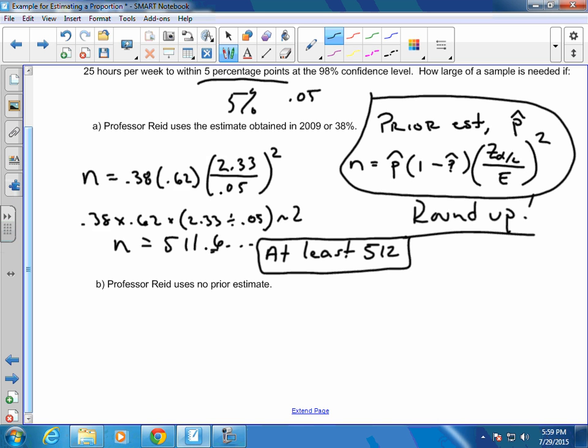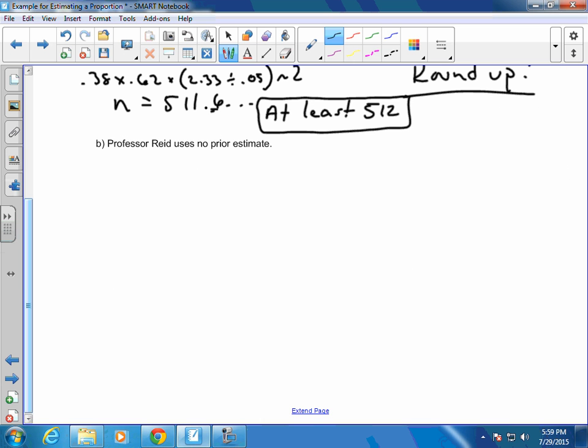Now, if we don't have a previous estimate to use, what we do is use 0.5 as a value, because that'll maximize the p times 1 minus p. If you don't have a previous estimate to use, we're going to need a little bit more than 512. The formula that we use for this, when we have no prior estimate, is the sample size. We're going to go with 0.25, because that's what we would get if we used 0.5 for p hat. And then the z sub alpha over 2 over the specified margin of error squared.